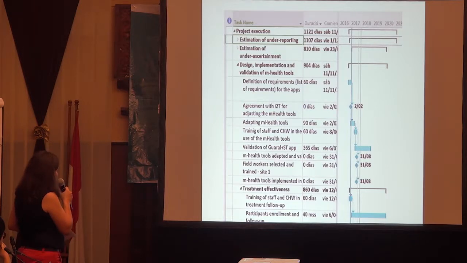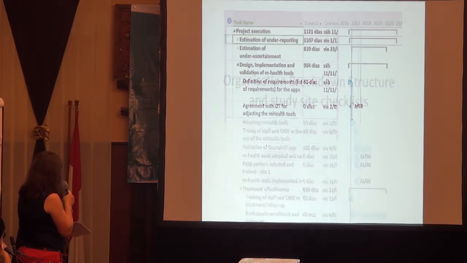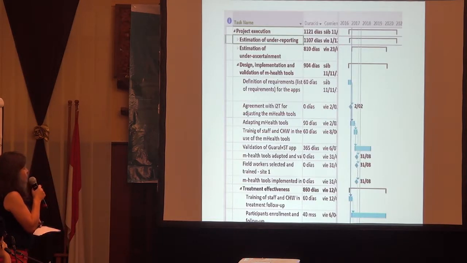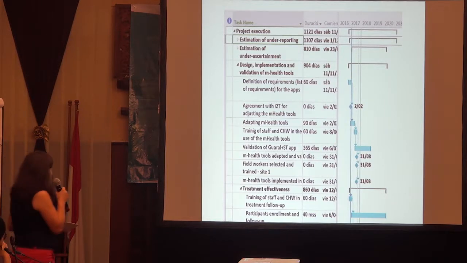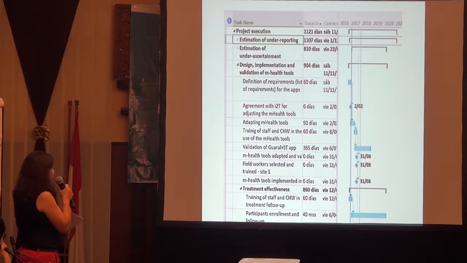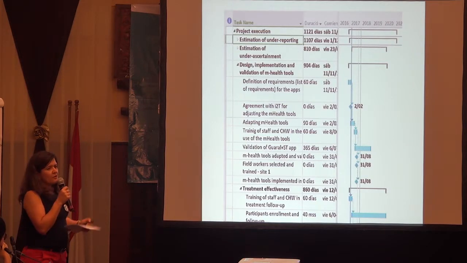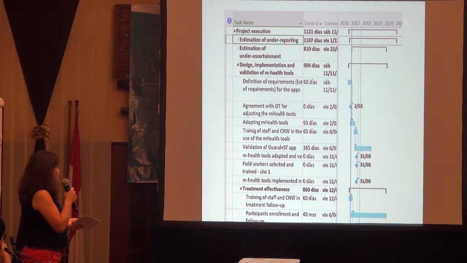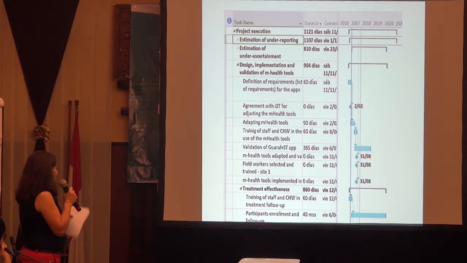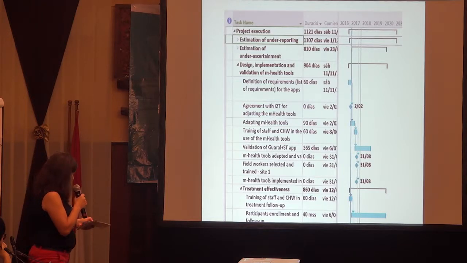And for the treatment effectiveness, some of the activities, of course, are that we need to train the community health volunteers in the collection of this information, and we need to enroll patients. Since we are working in 3 different sites, this is going to take us at least 2 or 3 years, although we are not going to do all the sites at the same time, but more or less to let you know how long it takes.